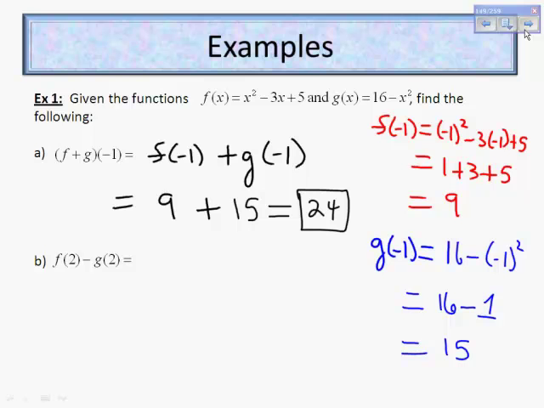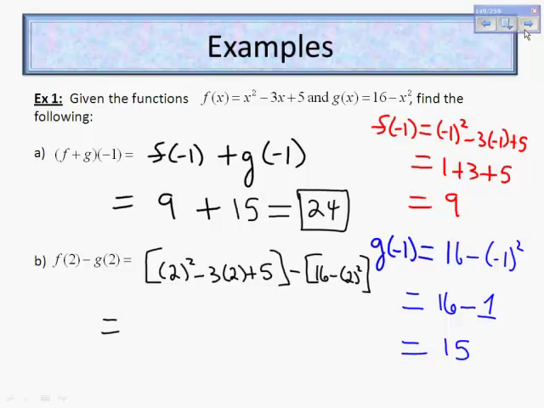All right, so second one there. F of 2 minus g of 2. That's already in the notation that we needed. And so I'm just going to do it right here in the problem. I'm going to put some brackets around this. So f of 2, that would be 2 raised to the second power minus 3 times 2, and then plus 5. There's f at 2. Minus g at 2. G at 2 would be 16 minus, and then I have 2 raised to the second power.